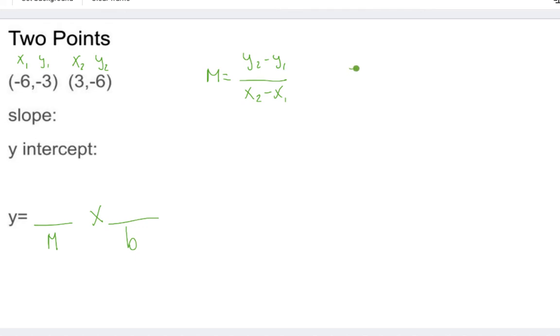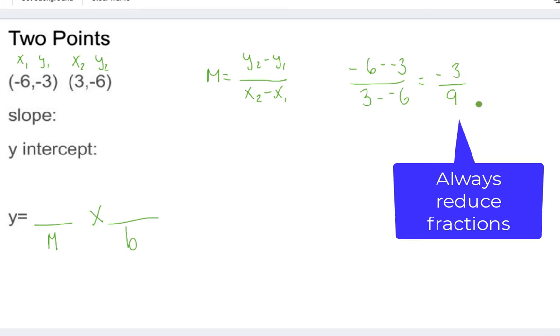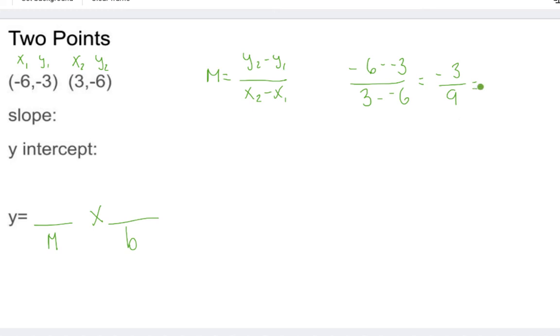So we have -6 minus -3 over 3 minus -6. So the rise, -6 minus -3, is going to be -3. 3 minus -6 is going to be 9. So anytime you have a fraction for a slope, you just want to reduce it. So I know that 3 goes into 3 and 9, so this is -1/3. So we know our slope is -1/3.